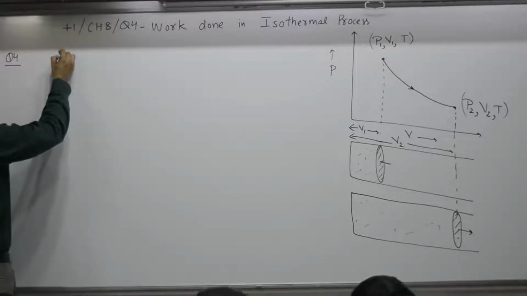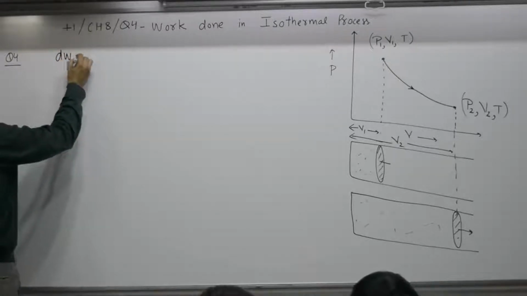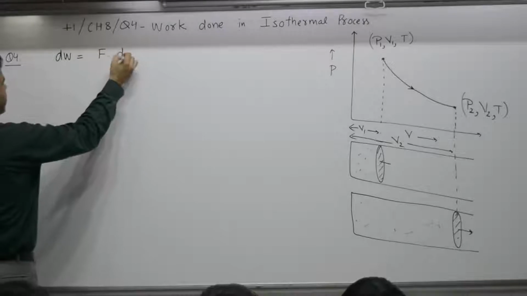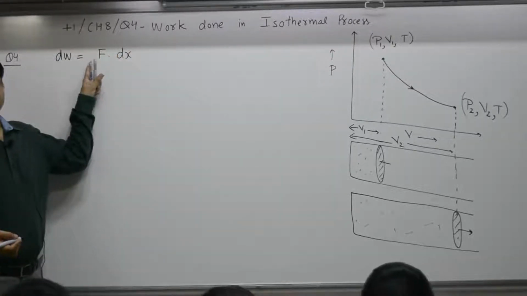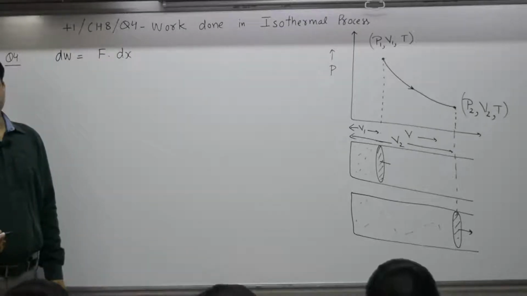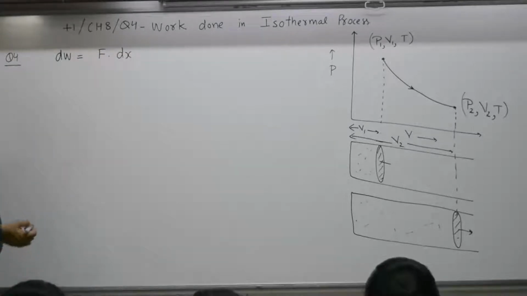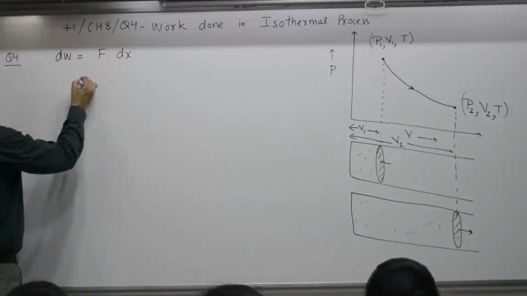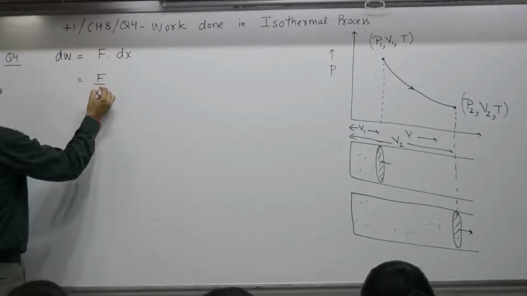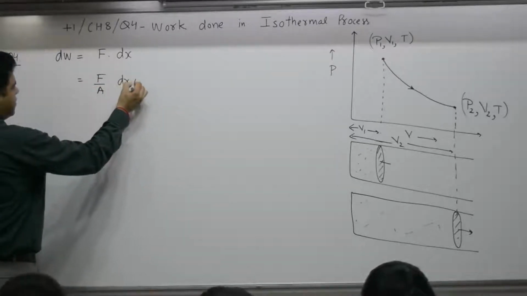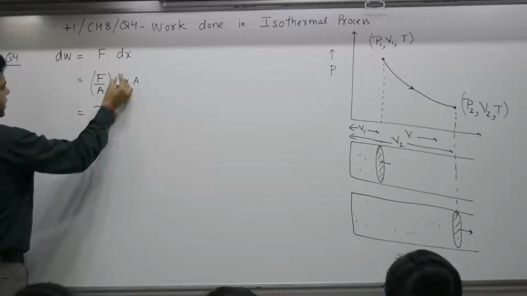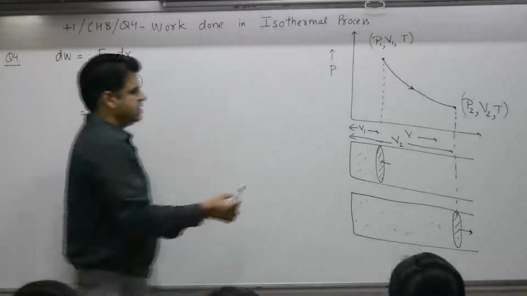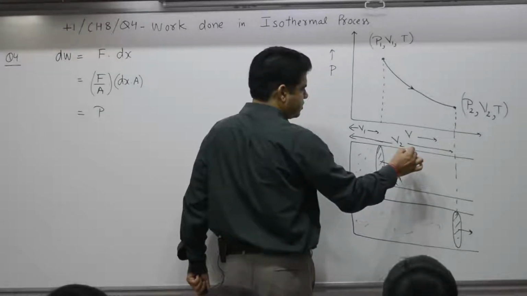Chapter number 4. Small amount of work done, dW, is equal to F dx. And the total work done was area under F-x graph. But in thermodynamics, you will deal with not force but pressure, pressure of the gas. That is why we divide and multiply by A. Force per unit area is pressure. Area into dx.